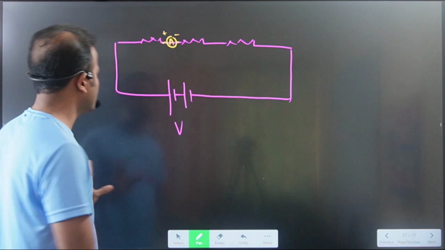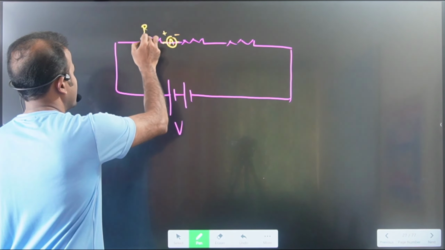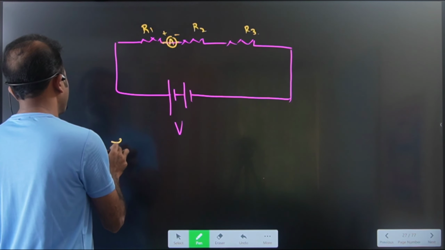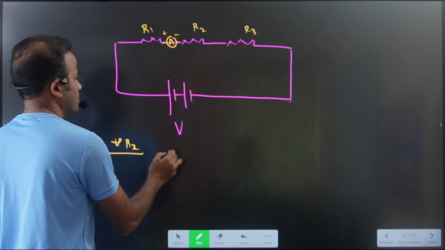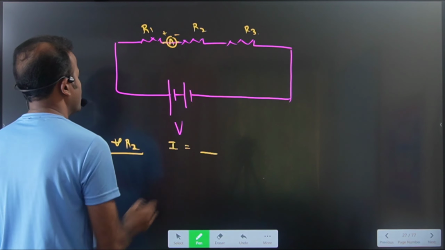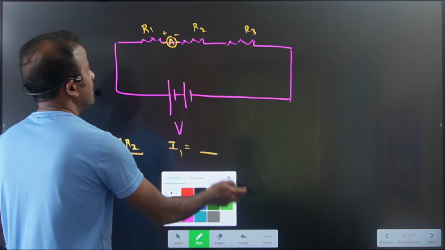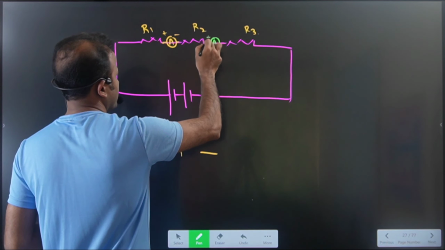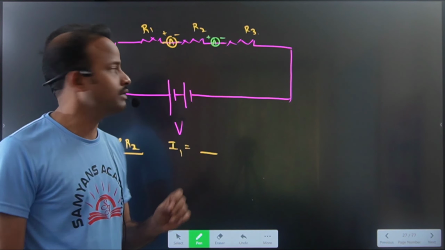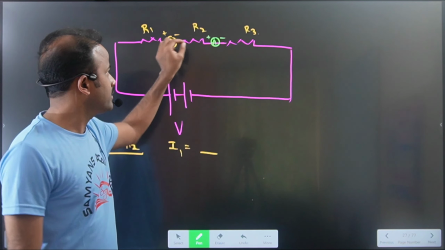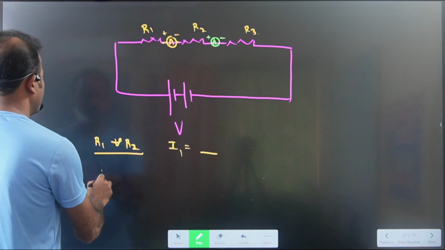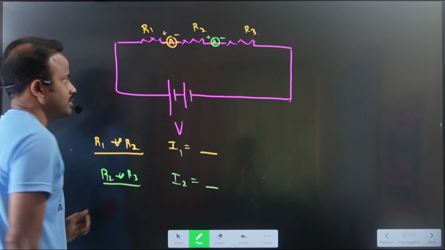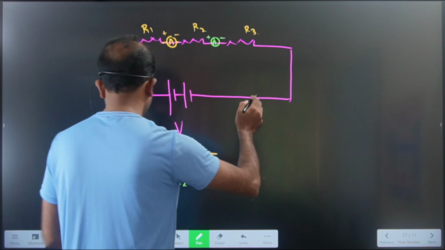Let us say this is R1, R2 and this is R3. Between R1 and R2 you measure the current value. You note down the current value, let us say that is I1. Similarly, you change the position of the ammeter. Now you take it here, plus and minus. Now you check the value of the current in between R2 and R3. Again you note down the value, R2 and R3, the current value is I2. Similarly, you check anywhere in the circuit.